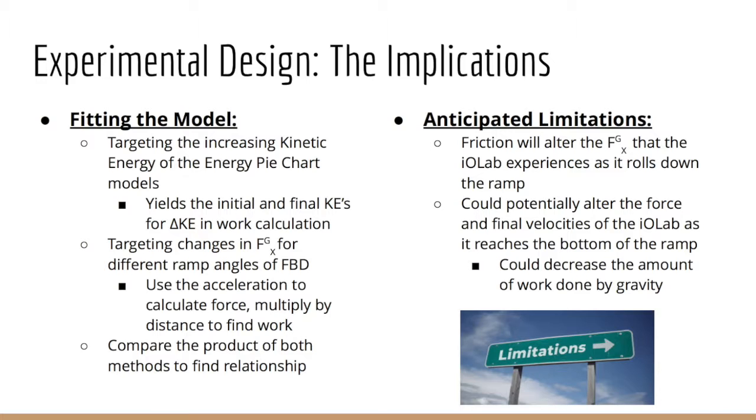Initially, we anticipated that friction could alter the force of gravity in the x direction of the IO lab as it rolls down the ramp. This could potentially alter the force and final velocities of the IO lab as it reaches the bottom of the ramp, which could decrease the amount of work done by gravity.